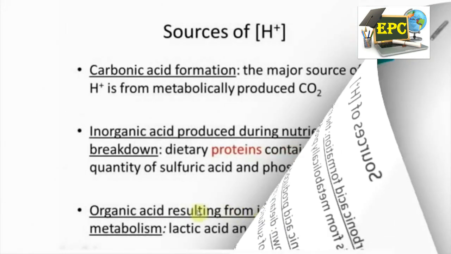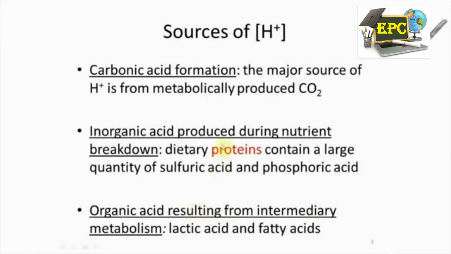Okay? Now, in our body, where do we get hydrogen ions? Well, basically, we have three main sources. Carbonic acid formation, the major source of hydrogen ions, is from metabolically produced CO2. As you know, the tissues in our body are going through metabolism. So they're taking up nutrients and fuel and burning them down and giving us waste products. One of those waste products is carbon dioxide. This carbon dioxide can give us hydrogen ions, okay?